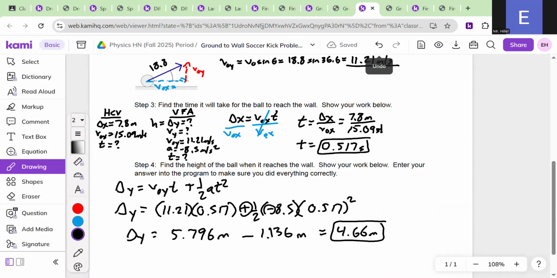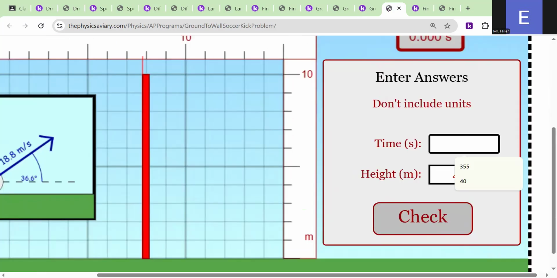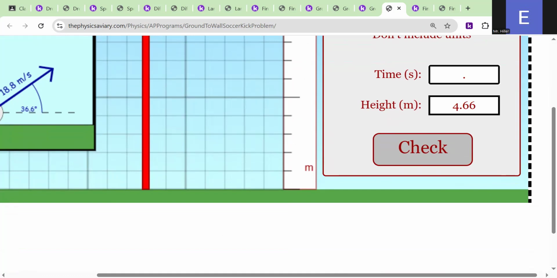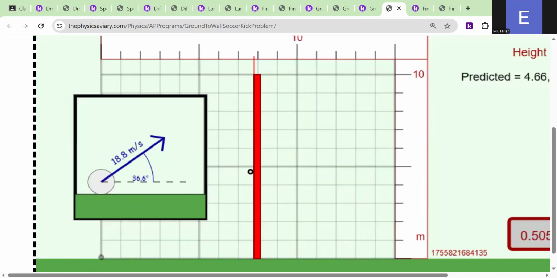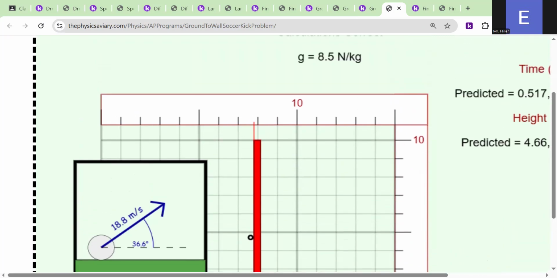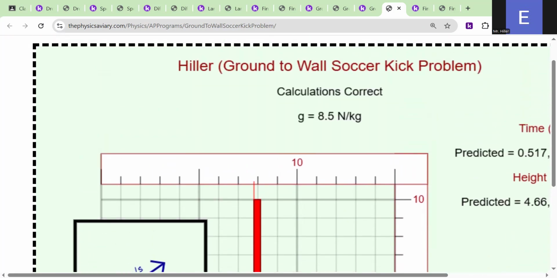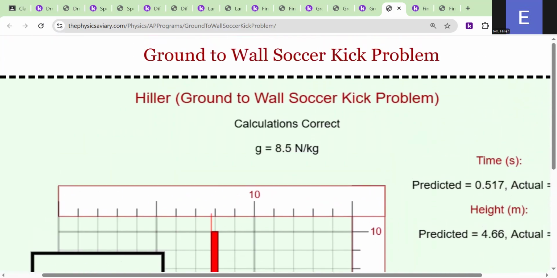My time was 0.517. Okay, it's going to fly and boom, there it goes. It hits right where I said it was going to hit. All right, hopefully you were able to get question number 7 yourself. If you did, on to the last question, number 8.